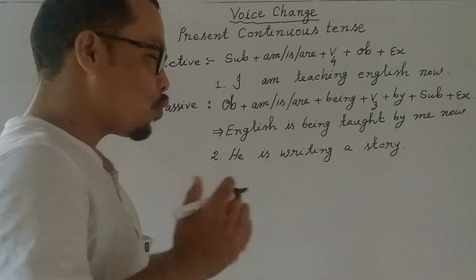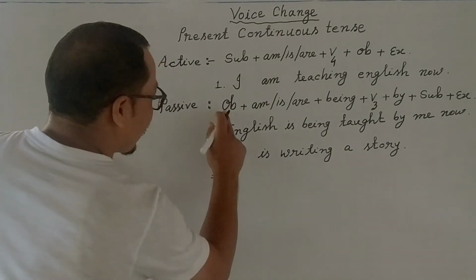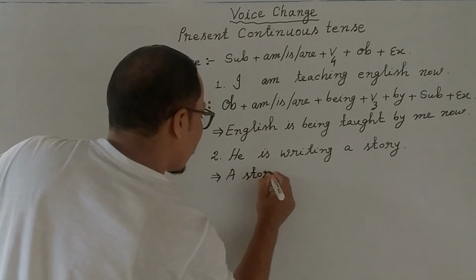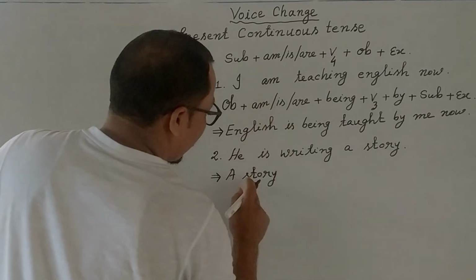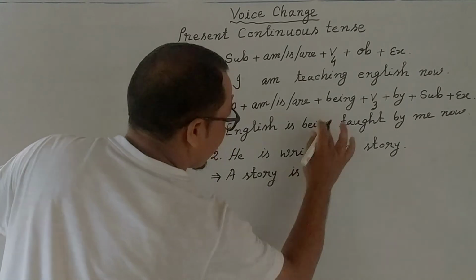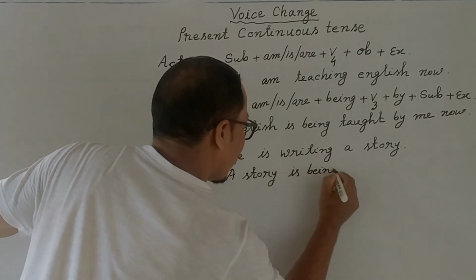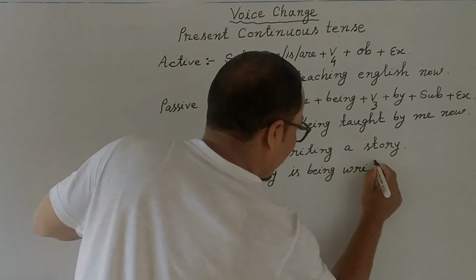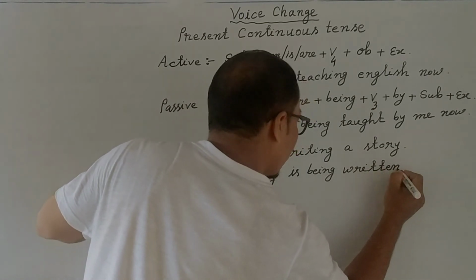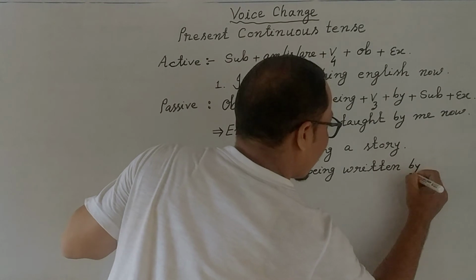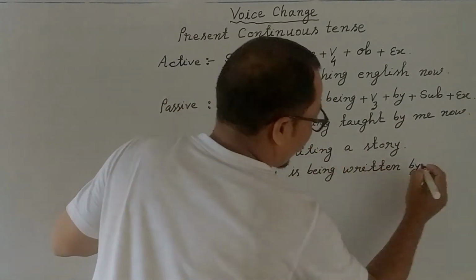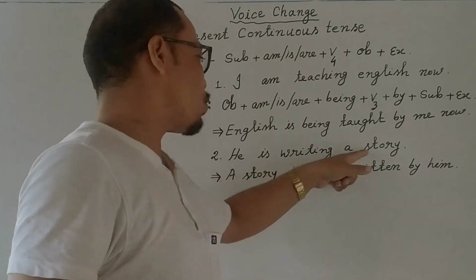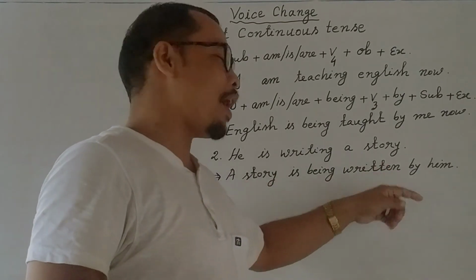A story is the object. To make the passive, what do we have to do? We have to write the object in the very beginning. What is the object? A story. According to the formula, a story is singular, so we have to write is. Then after that, what do we have to write? Being. A story is being. The verb will be in third form. Writing will be in third form. What will be the third form of writing? Written. Then after that we have to write by. Then he will become him. This is very simple. He is writing a story. A story is being written by him.